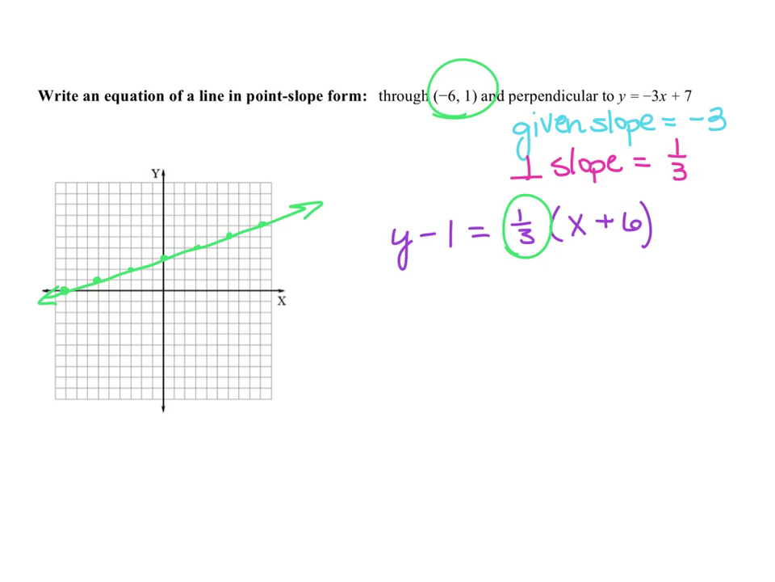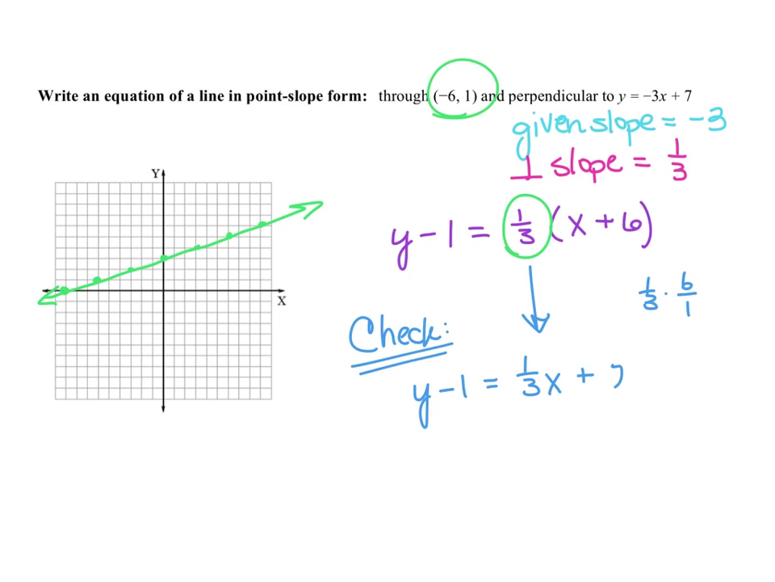Now, just to check, this is not actually part of the solution. This is just a check. I'm going to take that point-slope and put it into y equals mx plus b. So y minus 1 is 1/3 x plus, and then 1/3 times 6 over 1 becomes 6 over 3, which is 2. And then let's add 1 to both sides. So we've got y equals 1/3 x plus 3.